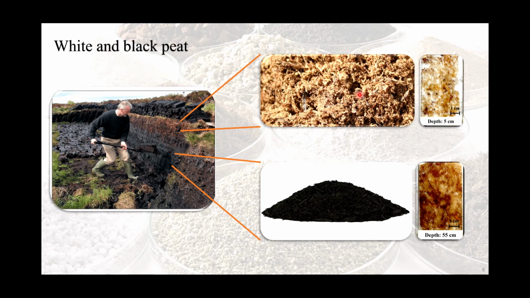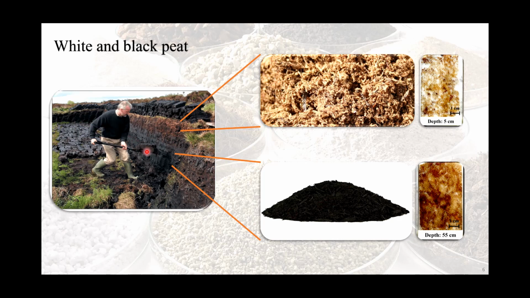What is the main purpose of using white peat in the growing media industry? White peat can be cut and milled to produce peat fractions. And also, because white peat is younger, it has a higher water holding capacity compared to black peat.